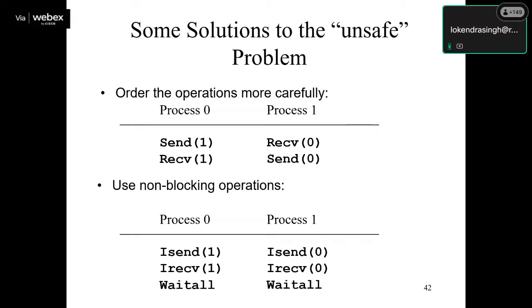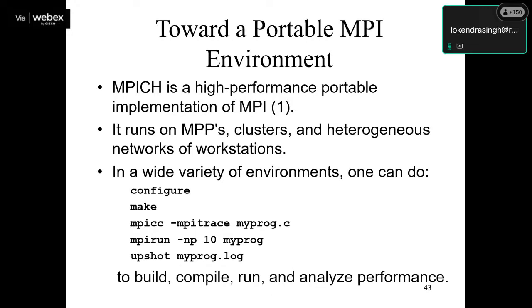So MPI_Send and MPI_Recv. MPI_Send is to send a message to another process. Receive is to receive a message from another process. So these are the simple send and receive. The main thing is how you write their syntax. So suppose, towards a portable MPI environment, there are some queries.